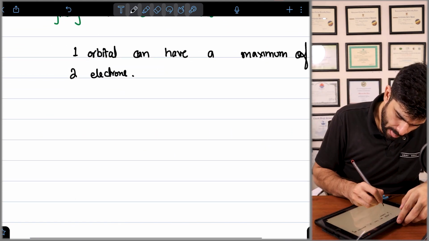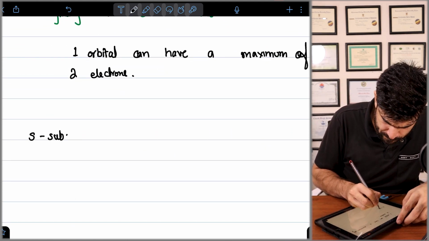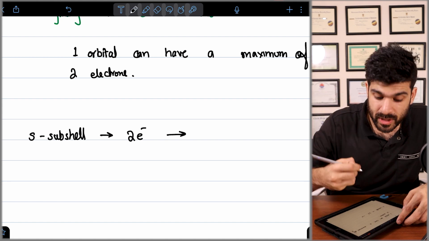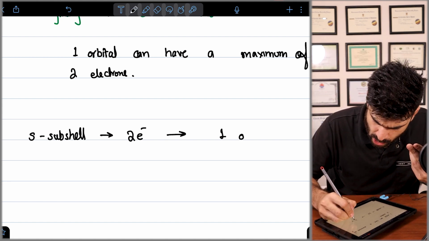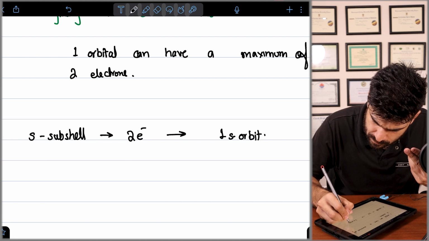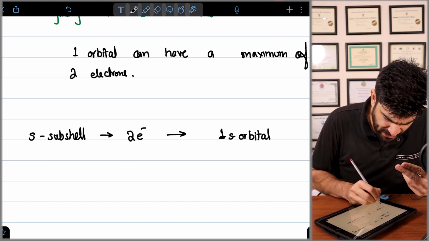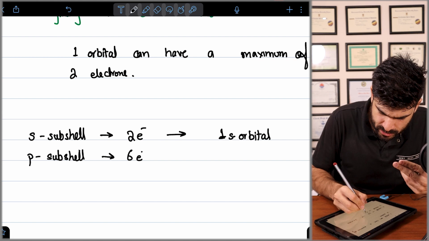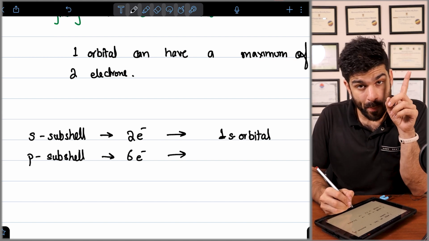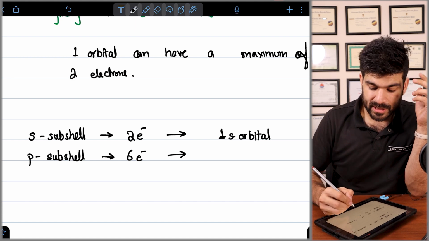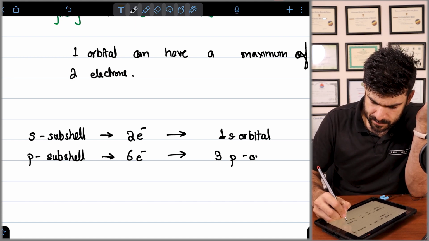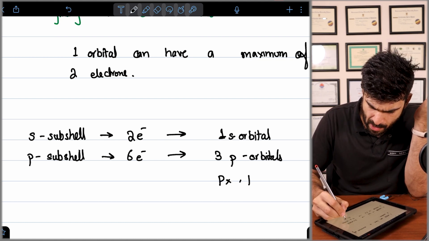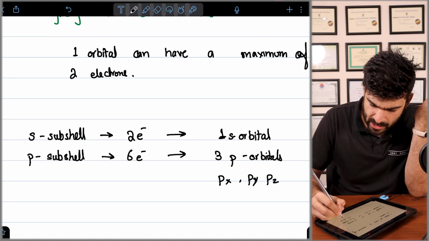So for instance, the S subshell contains 2 electrons. So how many orbitals will there be? Obviously 1. So 1 S orbital. P subshell, 6 electrons. Since 1 orbital can have 2 electrons, what about the 6 electrons? They will have 3 p orbitals, and they are named as px, py, and pz. These are the 3 orbitals.